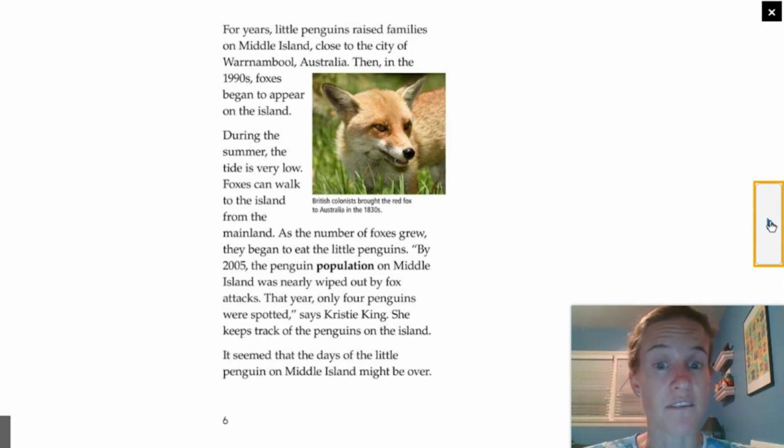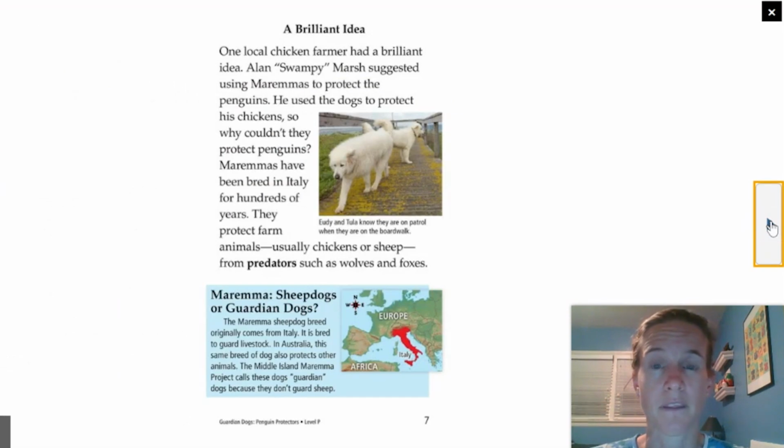By 2005, the penguin population on Middle Island was nearly wiped out by fox attacks. That year, only 4 penguins were spotted, says Christy King. She keeps track of the penguins on the island. It seemed that the days of the little penguin on Middle Island might be over forever. A brilliant idea.